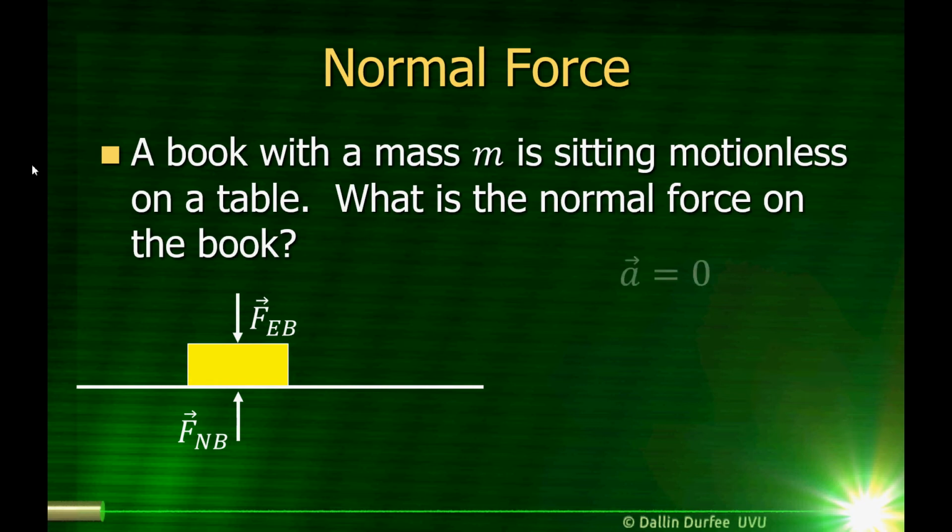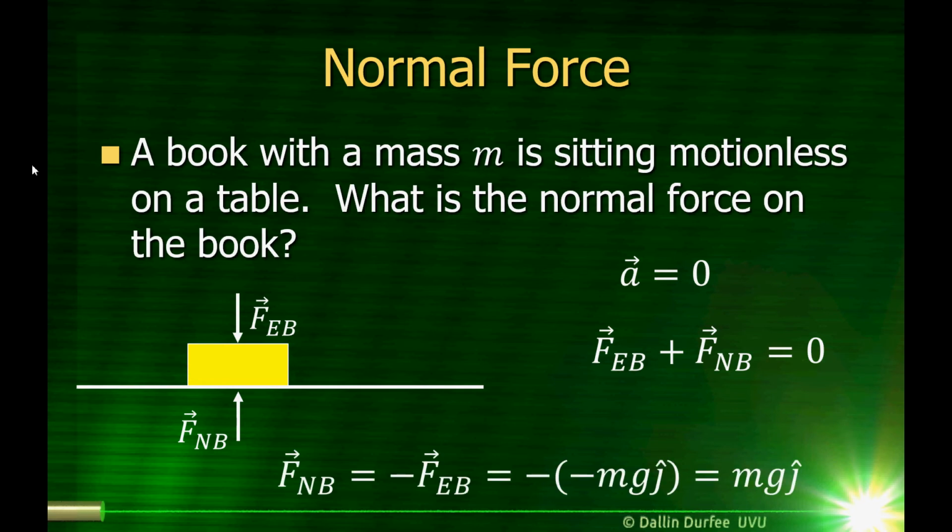The book is motionless, that means acceleration is equal to 0. If acceleration is 0, that means there is no net force on the book. So the sum of these forces must equal 0. Therefore, the normal force on the book is just negative the force due to gravity, due to the earth on the book. And of course, gravity is just mg in the negative j hat direction, the negative y direction. That means the normal force is just mg in the y direction.